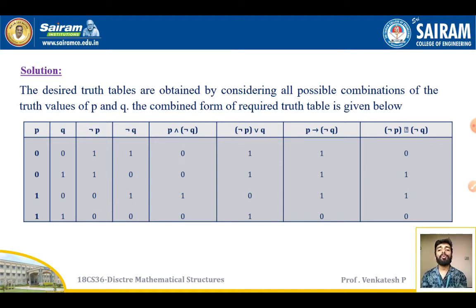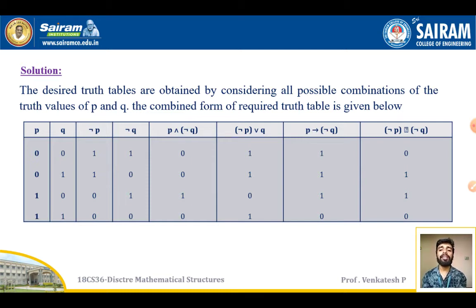Now I am going to prove the first proposition, P and negation Q. I am going to incorporate the logical connective and in between P and negation Q. If I apply the and connective, between 0 and 1 it will be 0. Again between 0 and 0, it will be 0. Between 1 and 1, we can give the truth value 1. Between 1 and 0, the value will be 0. Right?